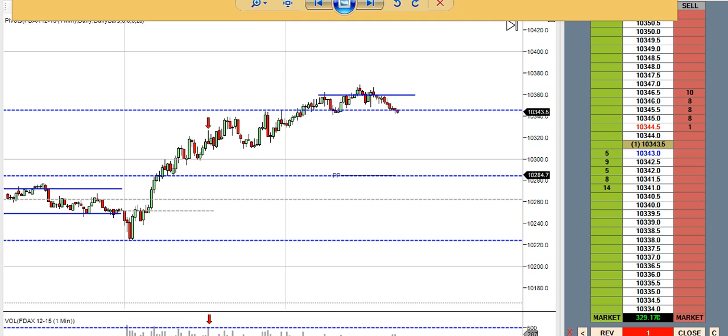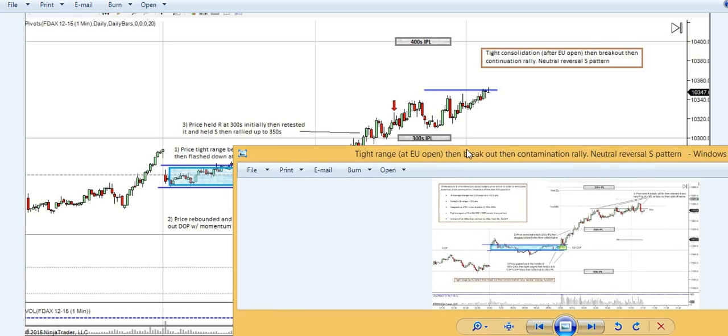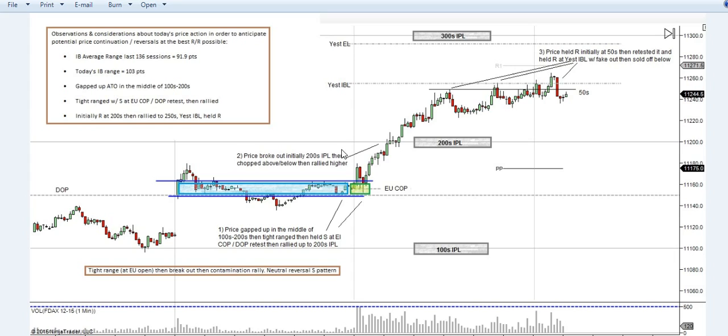So today's pattern is this kind of setup. I call it neutral reversal pattern, which price opens in the middle of 300s and 200s in this case, then flash down move with supported momentum, then a breakout and then continuation rally. Another similar setup is this one. Another case at open in the middle between 200s and 100, then support at the range, then breakout, then continuation rally. Let's see if today is going to be a continuation of the rally or a reversal.